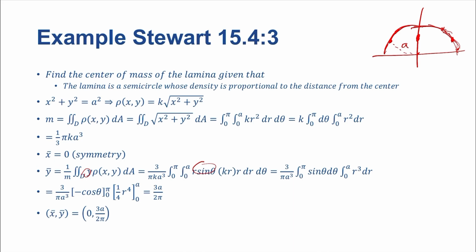So you've found the center of mass of a semicircular lamina with density proportional to the distance. So that is how we do that. In the next video, I want to look at moment of inertia. Then we're going to look at probabilities real quick, and then we're going to look at surface area. That's our last application of double integrals.